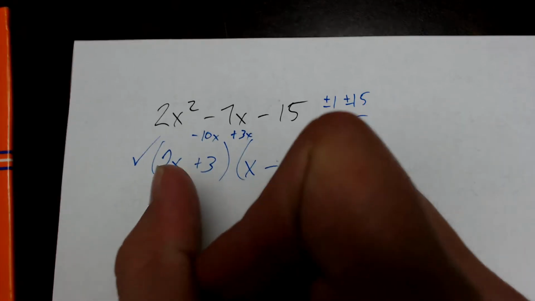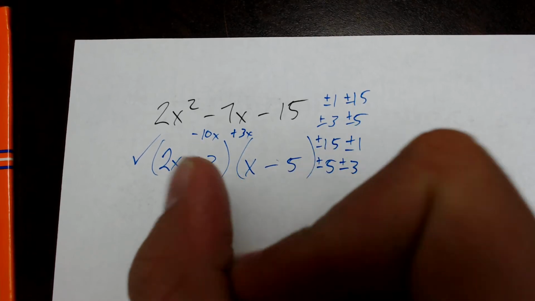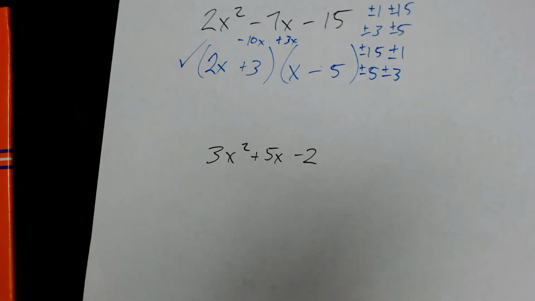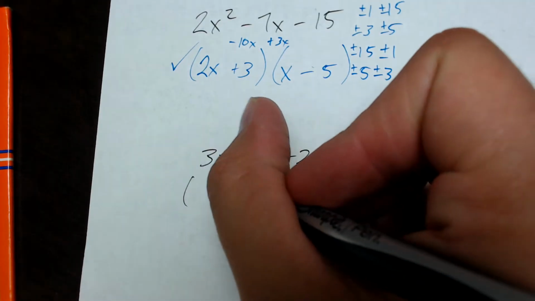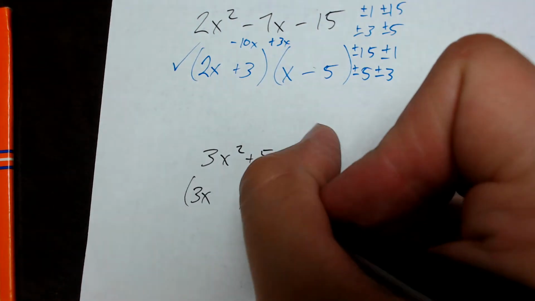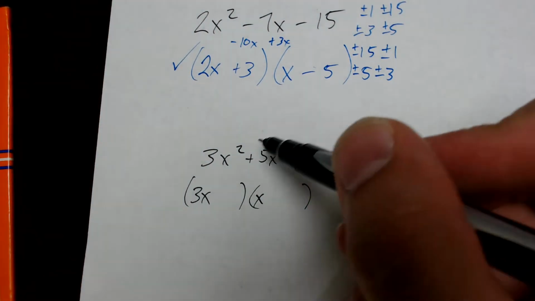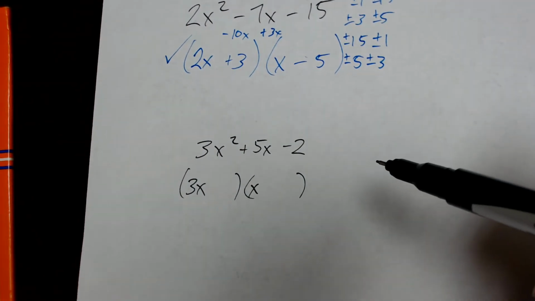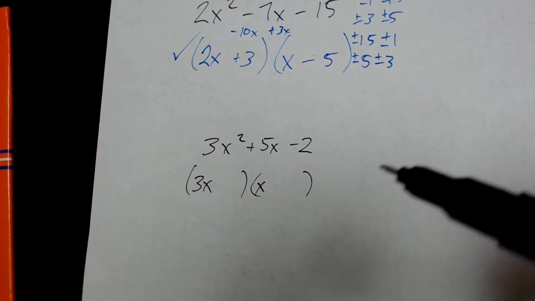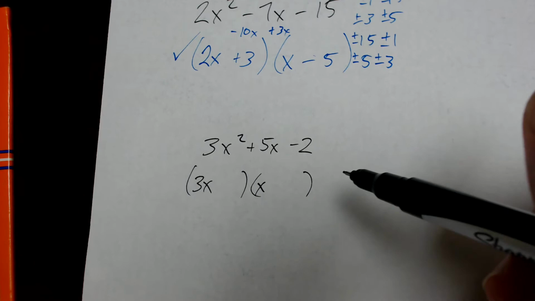Here we go. We have 3x squared plus 5x minus 2. So when this factors, I'm going to have a 3x and an x, because none of these are divisible by 3. And since the last sign is negative, there's going to be a plus and a minus, but I don't know which one is going to be which.